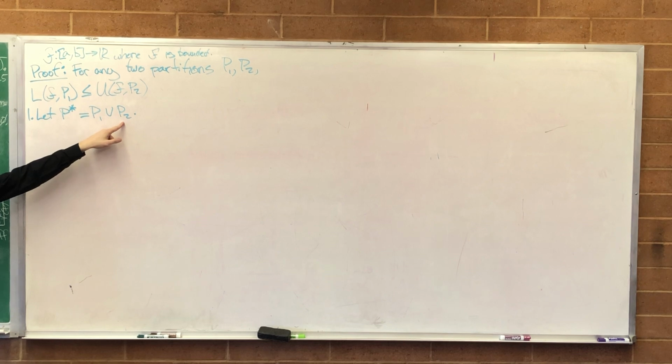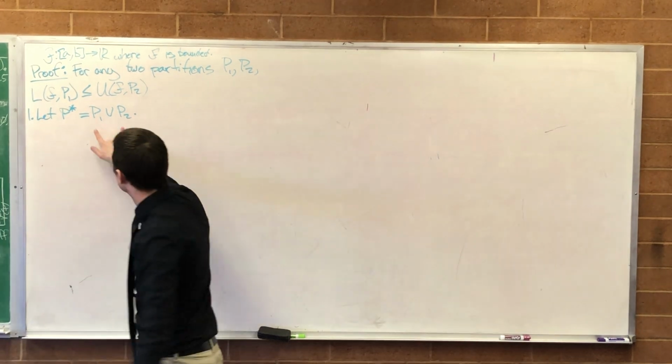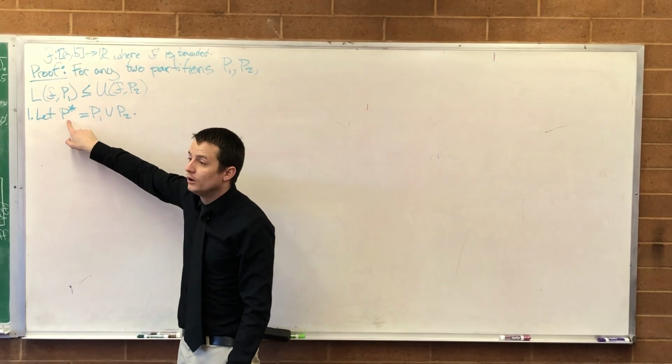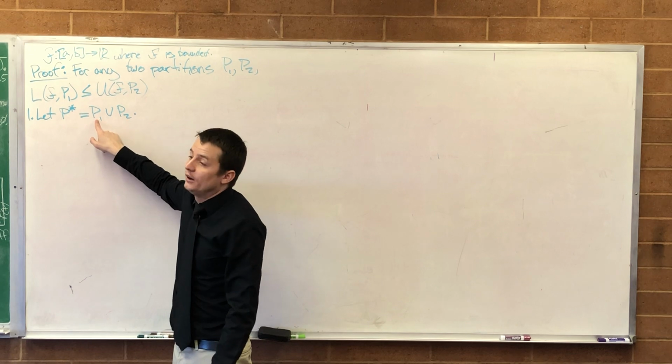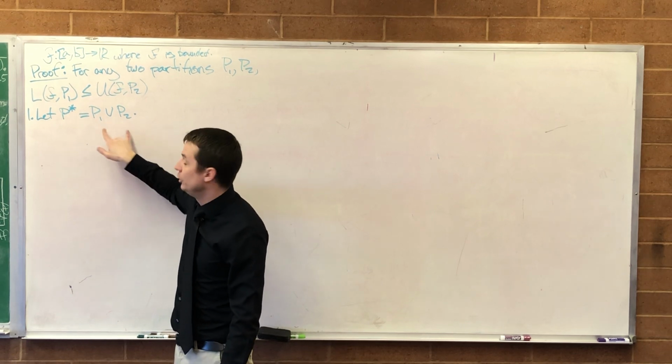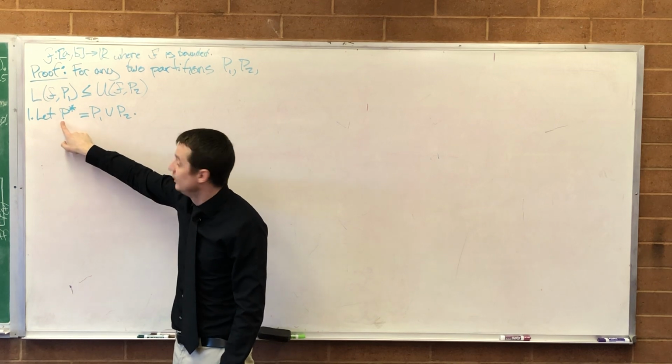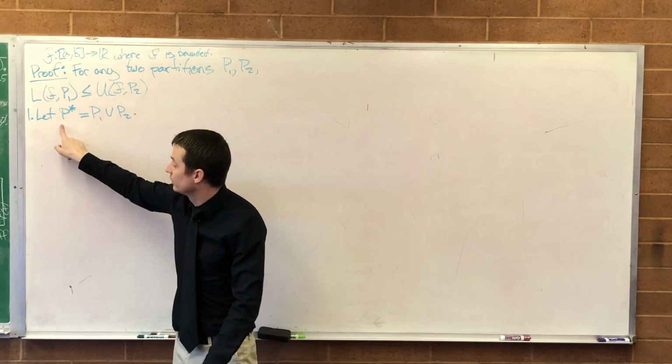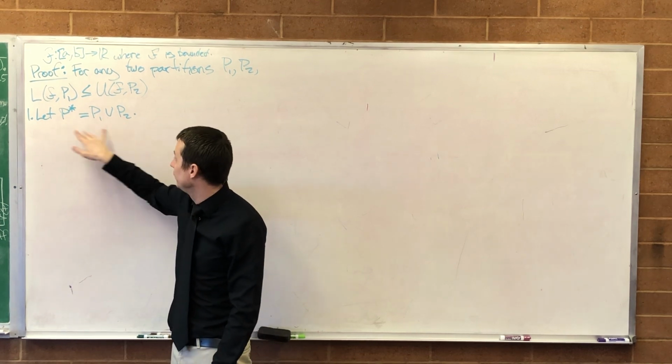It's a refinement of both of them, but not of each of them separately. But what if P2 is some set? Union them together and call it that. Now this is a subset of that, and this is a subset of that. This is a refinement of both of those.